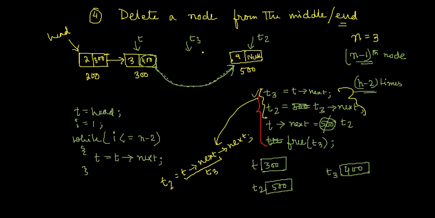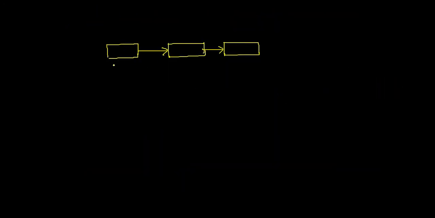What are the addresses? 200, 300 and 500. Fine. 200, 300 and 500. And we have this 300 and 400. Sorry, it's 500 obviously. So some values are there, 2, 3 and 9. Okay, 2, 3 and 9. And obviously this is null, and this is pointed by head. So this is the scenario.